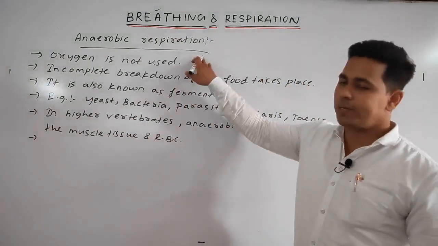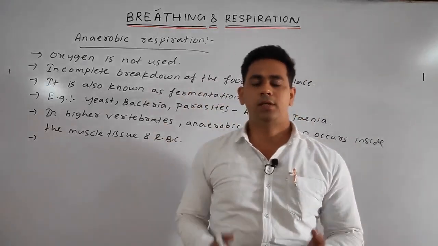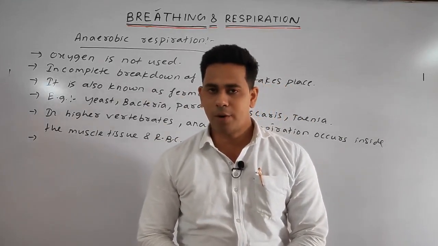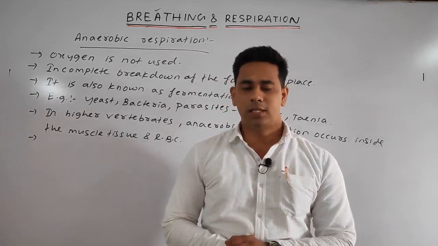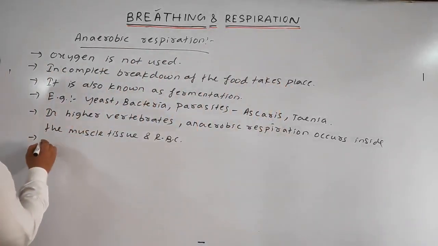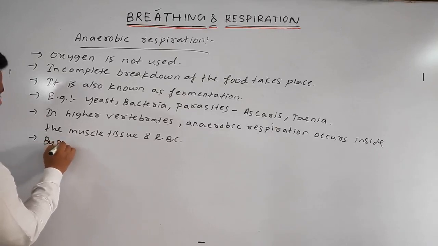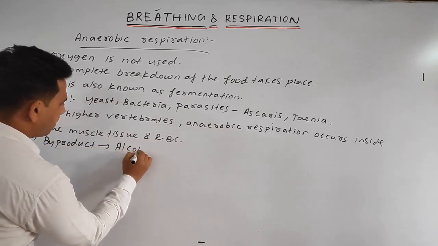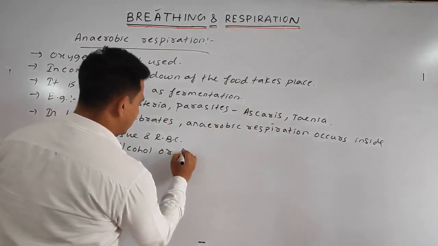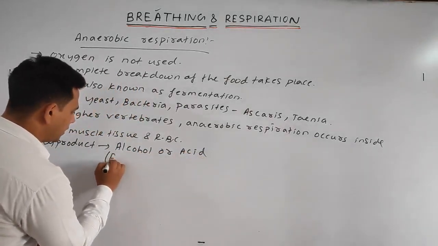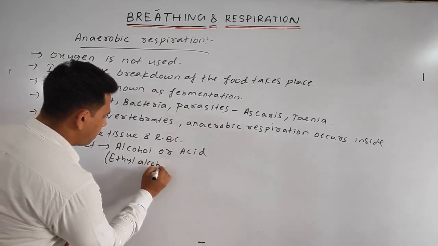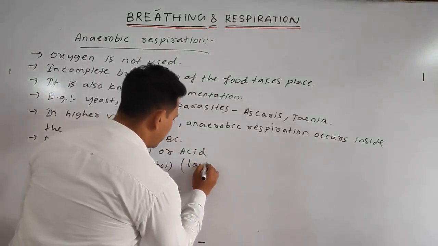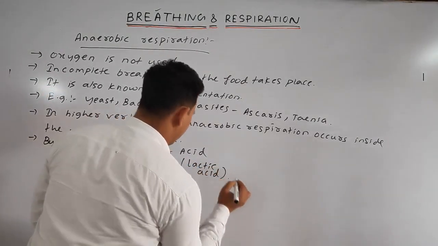In the case of anaerobic respiration, the byproduct may be alcohol or it may be acid. In alcohol, it is generally ethyl alcohol, and in the case of acid, it is basically lactic acid. Okay, so we can write the byproduct is basically alcohol or acid. If alcohol, then it is ethyl alcohol. If acid is released as the byproduct, then the answer will be lactic acid.